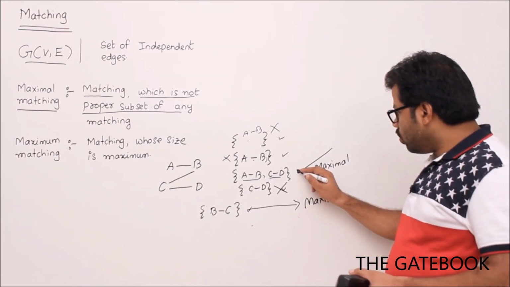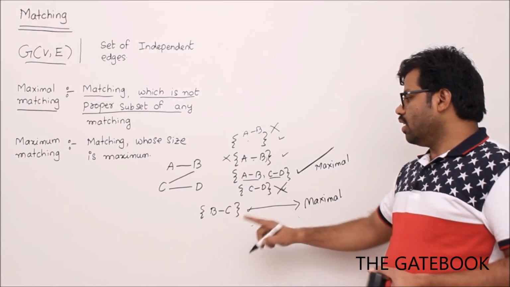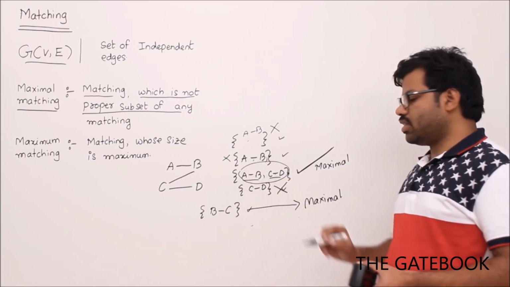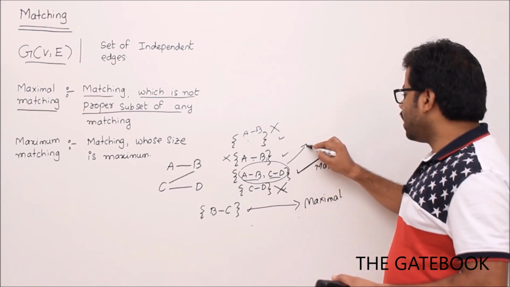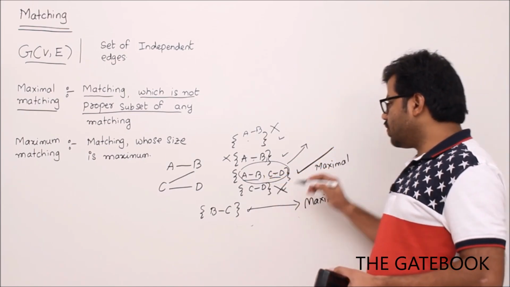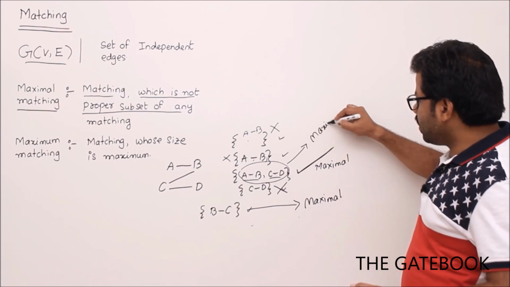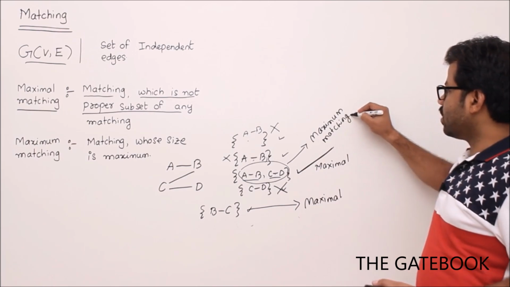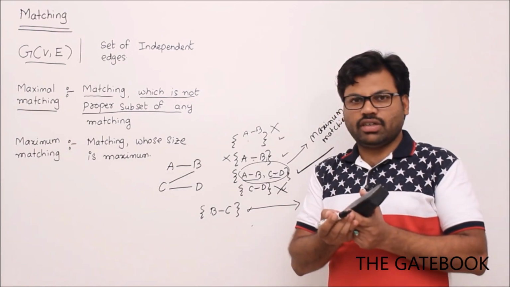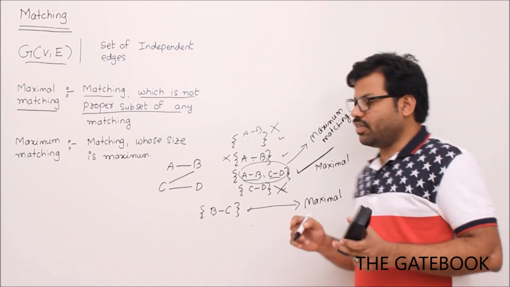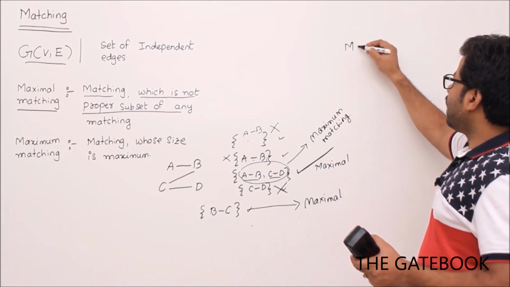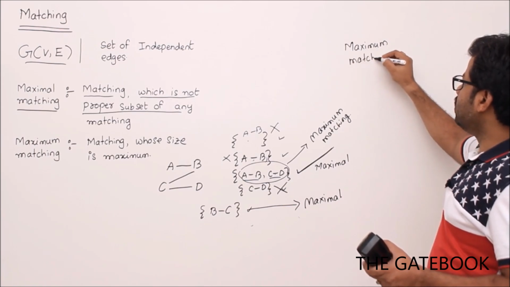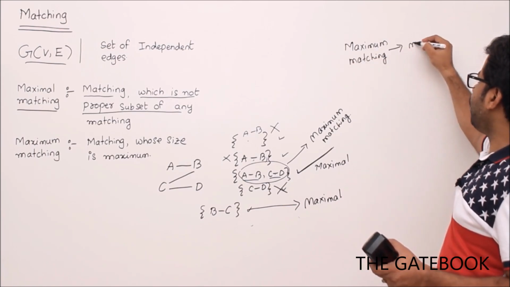Now come to this ABCD and BC. Out of them, this size is bigger, right? The reason it has two elements. Okay, that's why this is called a matching with maximum size. That's why this is called maximum matching. Okay, so this is about maximum matching. Now one important result about maximal matching and maximum matching we'll see. Every maximum matching I can say is maximal, definitely maximal. Why?